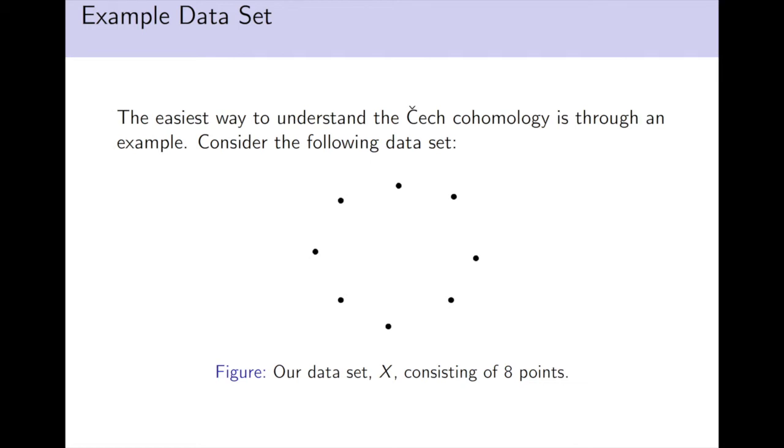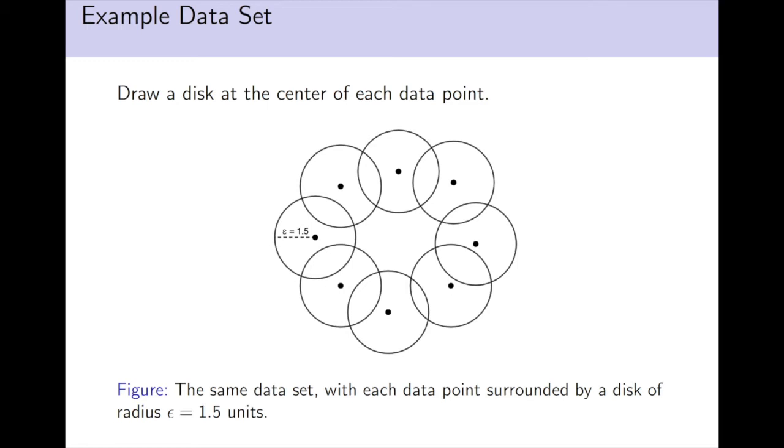For our example, we're going to look at a data set X which only has 8 points and lives in two-dimensional space. Čech cohomology can be done with any dimensional space. However, if we're looking at practical things, usually we won't need to go beyond the third dimension. The first thing we're going to want to do when we're computing the Čech cohomology of a dataset is center disks of some positive radius around each data point. Now, in this example, I used a disk of radius 1.5 units. You could use any radius you want. Just note that your answers will vary as you change the radius.